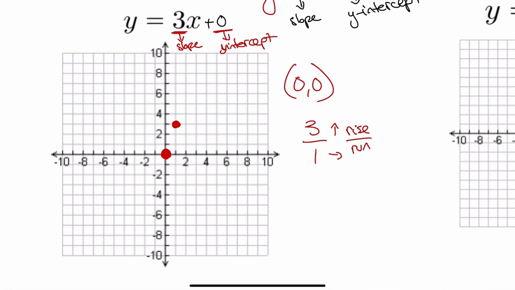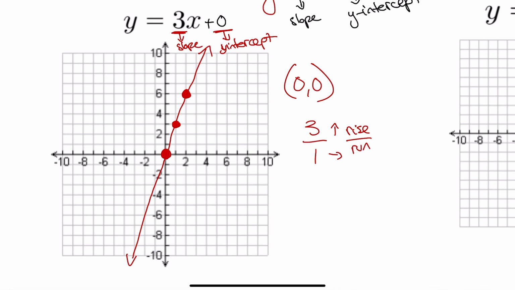Okay, now I'm just going to keep going because I want 3 points. So I'm going to go up 3, 1, 2, 3, over 1. Right there is where my next point is going to go. All right. We have 3 points on our graph now, so all I need is to draw a line and then move on with my life because I'm done.